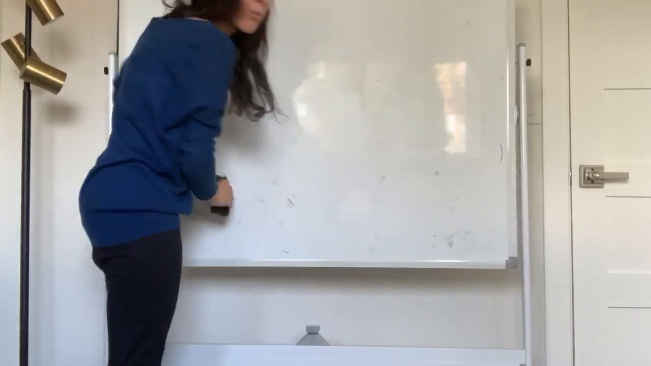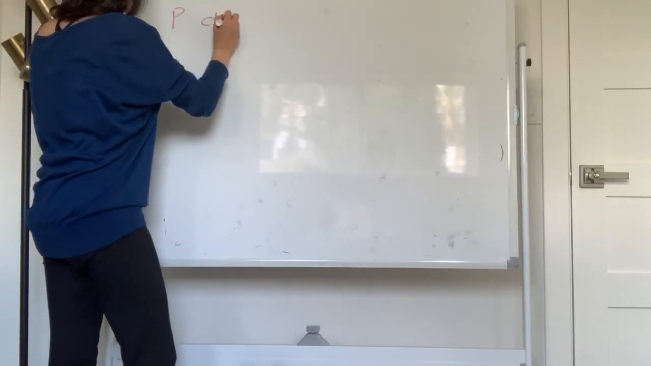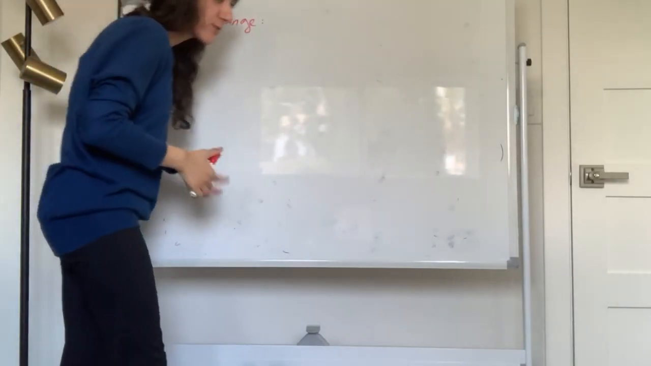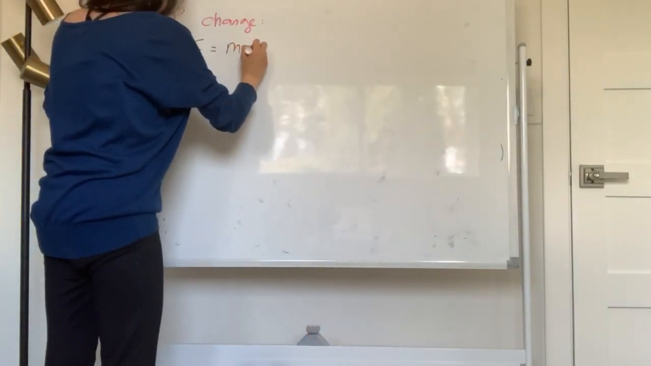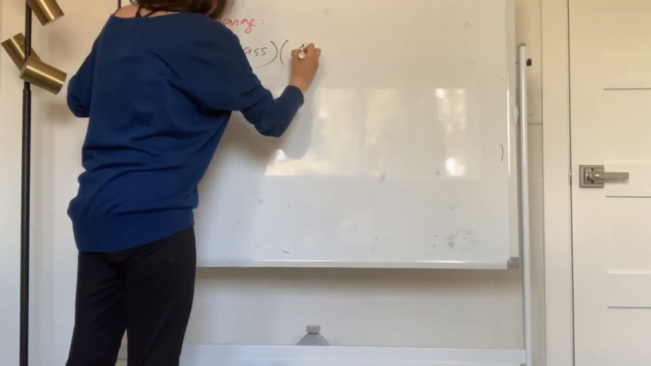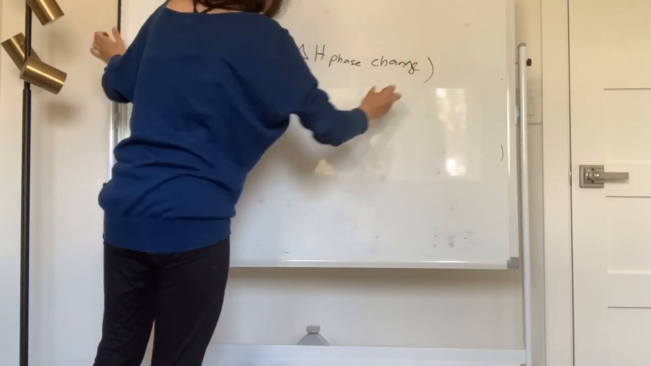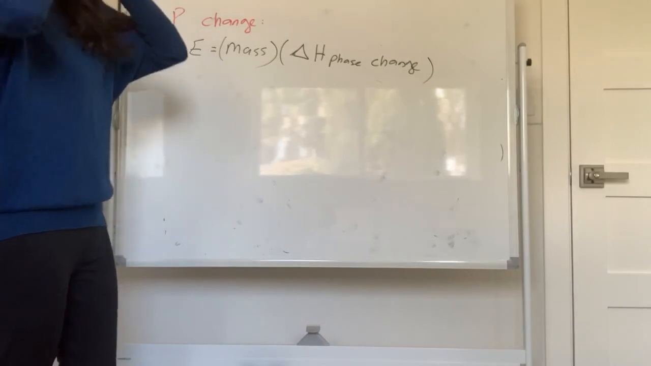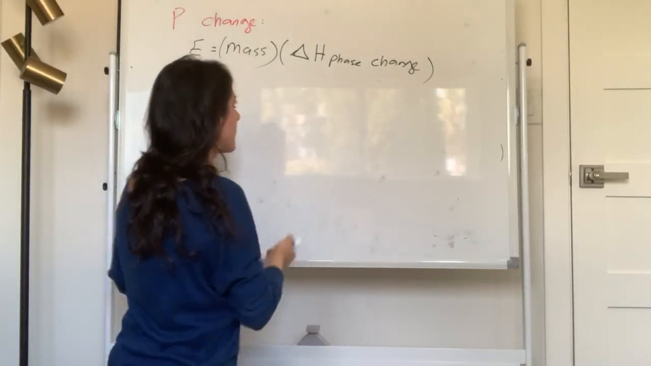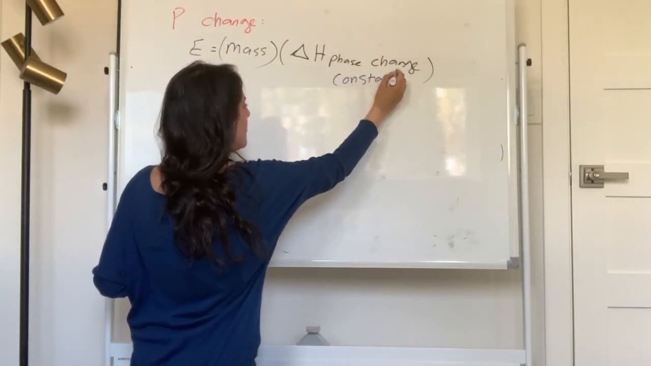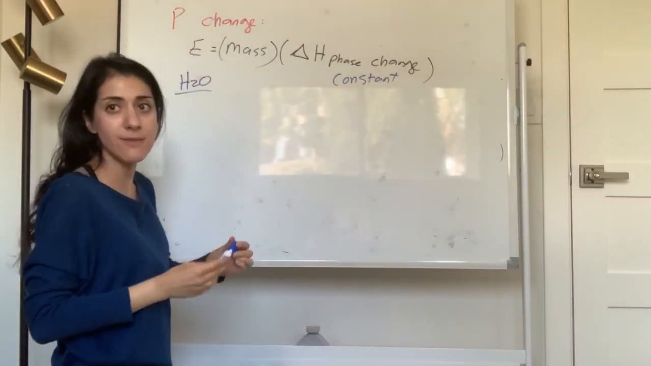If you remember, what we said was that the equation for P change was what? The equation for P change was energy equals mass times delta H of phase change. Now let's go over this delta H of phase change. I was so vague about it. What am I talking about when I talk about phase change? I said it's a constant, right? I'm going to give you this constant for water. For different liquids, you're going to have different constants, which will be given to you.